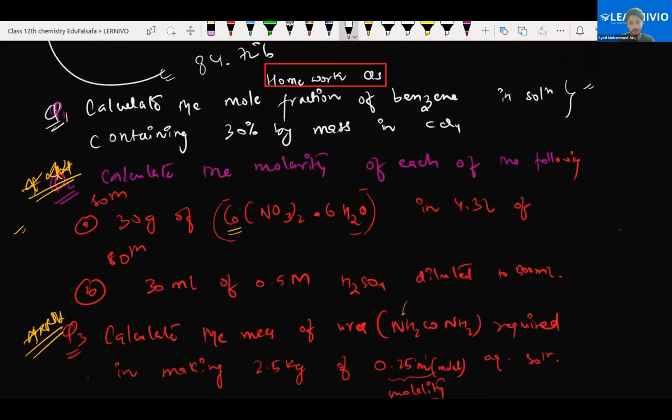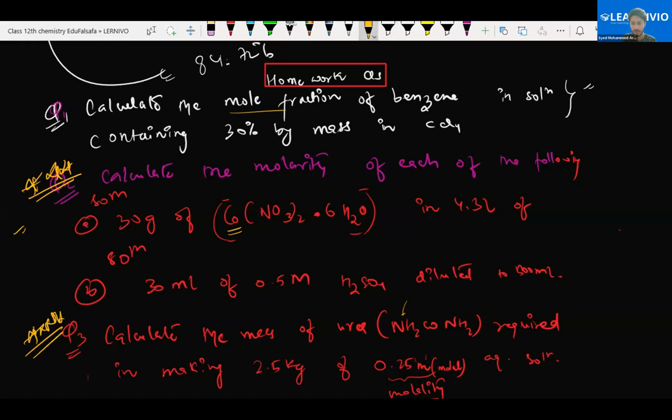Let's start from the question given in the last class. Calculate the mole fraction of benzene in a solution containing 30% by mass in CCl4. This is the question. Basically, when you are solving a question, first you need to note the data given in the question. Then you need to move on to the motive of the question: what is it asking about? Here, calculate the mole fraction is given.